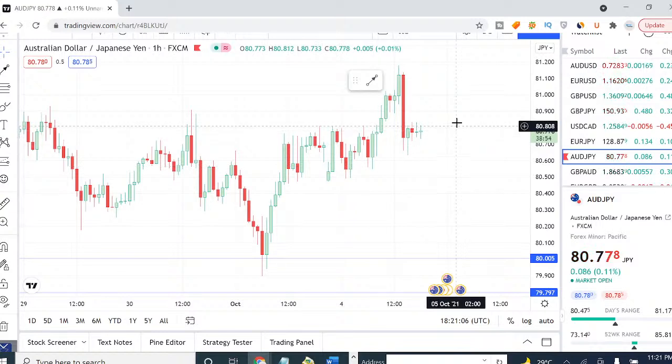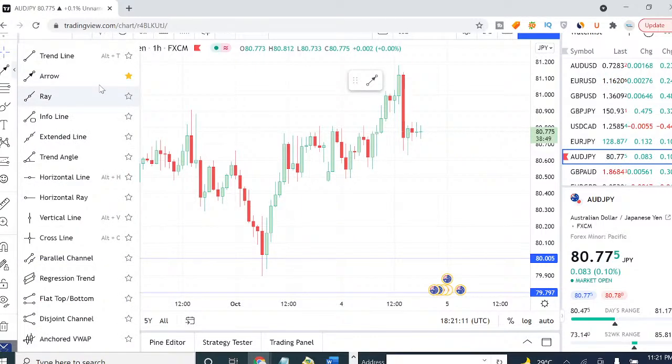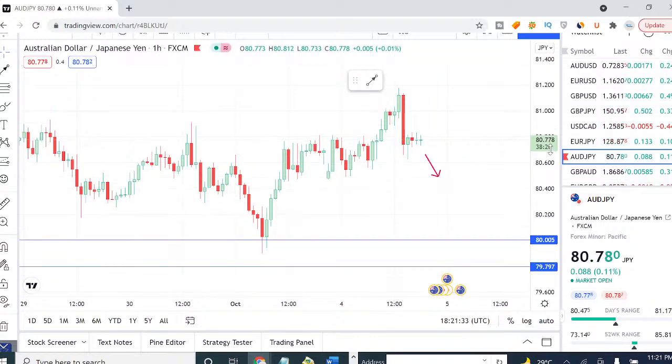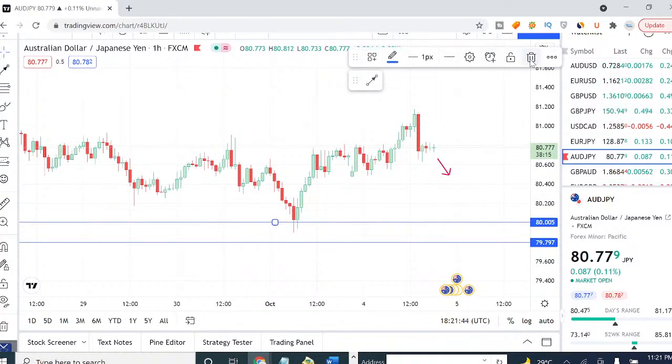AUDJPY. So guys, this level is very, very important. I will say that if it makes a bearish pattern and breaks this level, which is 80.700, then here we can expect a selling chance on AUDJPY. That could be the selling zone for me. Buying is very tricky and selling looks good to me. The price is rejected very nicely, so I'm looking to sell it, I don't prefer to buy it, so be careful. AUDJPY is not in the buying zone.